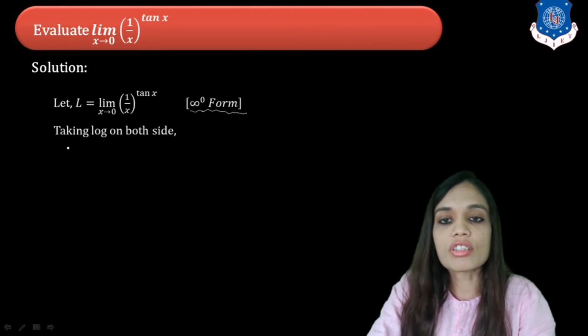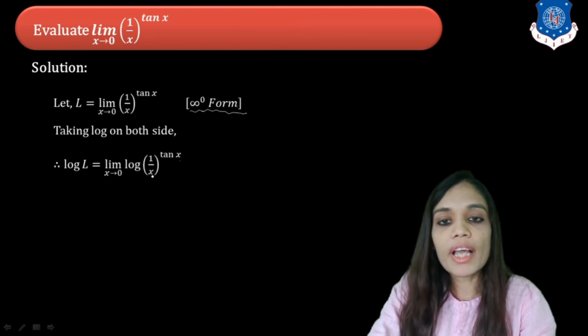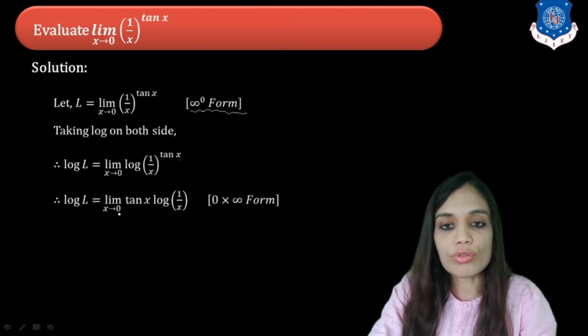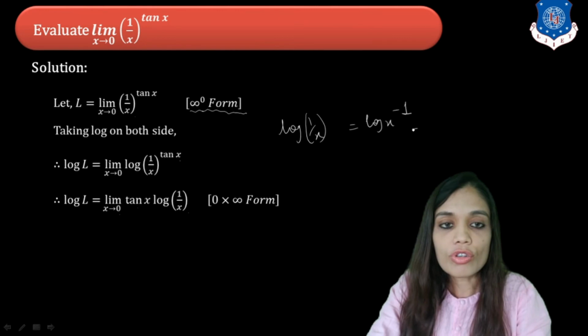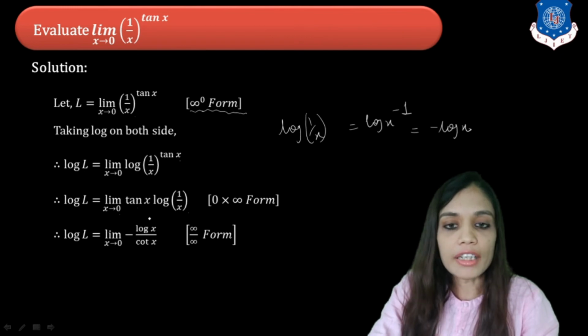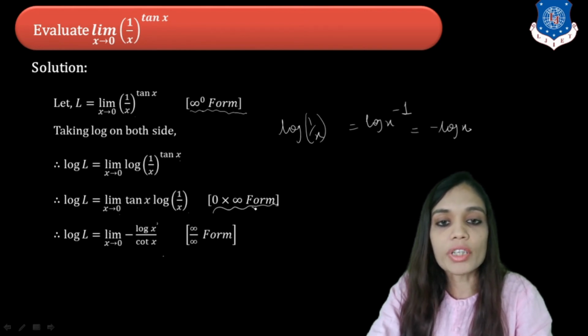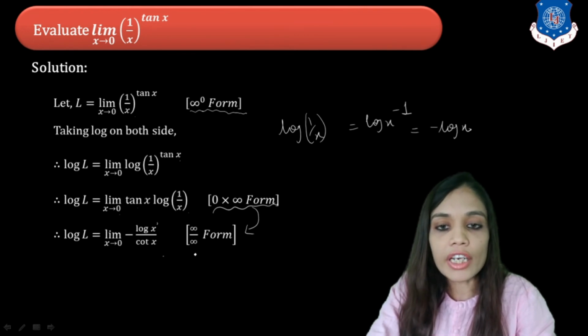So take log on both the sides. So you will get log L is equal to limit x tends to 0 log (1 by x) whole raised to tan x. Now apply the log formula. So you will get limit x tends to 0 tan x into log 1 upon x. Now we will simplify log 1 upon x as log x raised to minus 1. So it can be written as minus of log x. So on simplifying you will get minus log x, and tan x we have taken in the denominator and written as cot x, to convert 0 into infinity form into infinity upon infinity form.